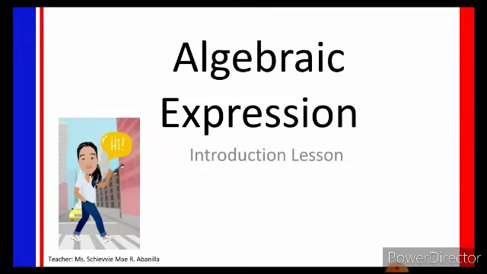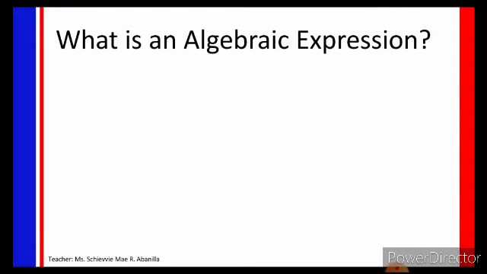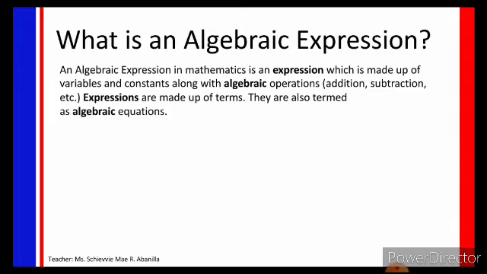But before that, we need to define what an algebraic expression is. An algebraic expression in mathematics is an expression which is made up of variables and constants. Constants are sometimes referred to as the coefficients of the algebraic expression. And algebraic expressions involve operations such as addition, subtraction, multiplication, and division. And our expressions are also made up of terms.